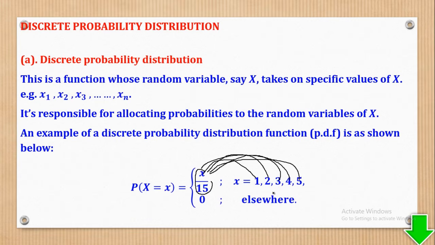But when I put other values outside this range, for example, when I want to get the probability of x equal to 6, that 6 goes to the elsewhere part. So elsewhere caters for all other values which are not in this part. That is why the possibility space can be countably infinite, because here I can put any other value, but it is catered for in the elsewhere part, and this probability will be 0.